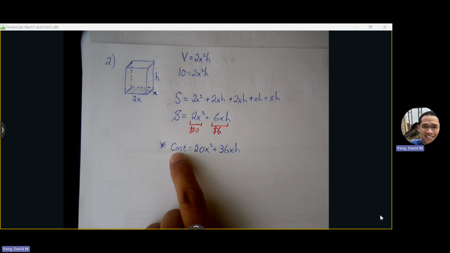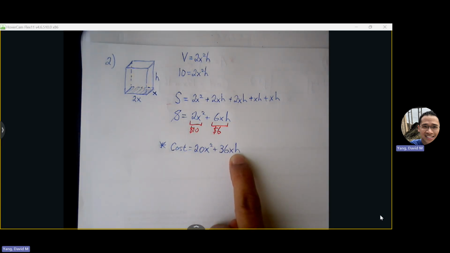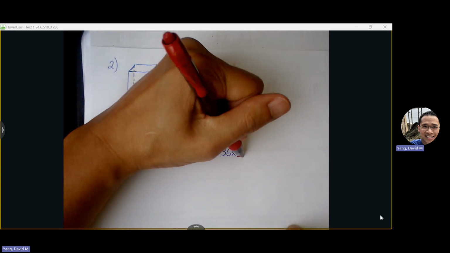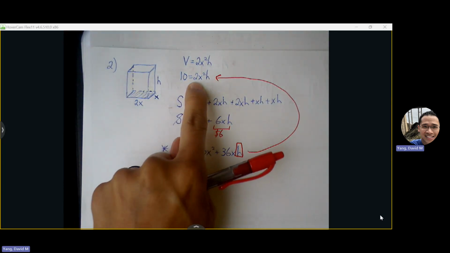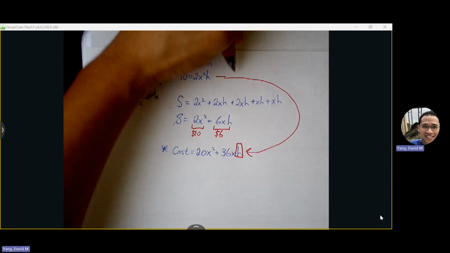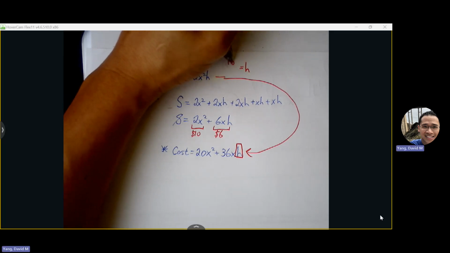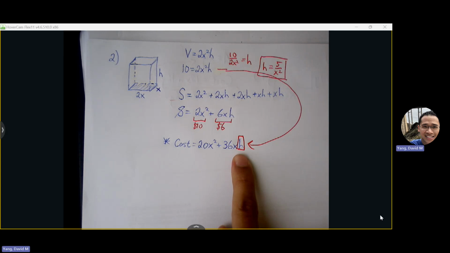Okay, so now we're trying to optimize cost, which means I'm trying to get my cost equation down to one variable. And here, we see that the easier variable to solve for is h, right? It's going to be tough to solve for x because you've got x squared and x here. There's only one h here. So I'm going to find a replacement for h. And this is where my volume is going to come and help me out. So if I solve for h here, I can plug that in. Sorry, the arrow should go the other way. So if I solve for h, h equals 10 over 2x squared, which is the same thing as h is equal to 5 over x squared. So this is what I'm plugging in for h.